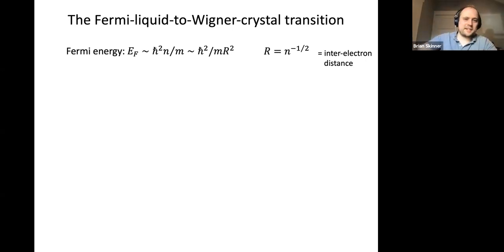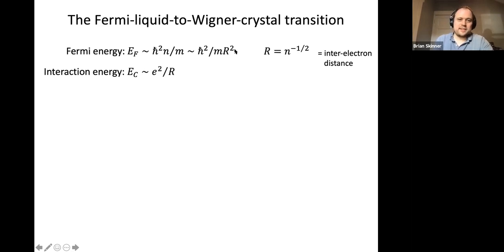And after you've done this many times, you find that the typical kinetic energy per electron is of order ħ² n over m, where n is the density of electrons. So if I write that, instead of in terms of the density n, in terms of the typical distance between electrons r, then I'll find that the Fermi energy goes like 1 over r². Now, when we're talking about this state, we're imagining that the electrons are non-interacting, and we're just trying to minimize the kinetic energy.